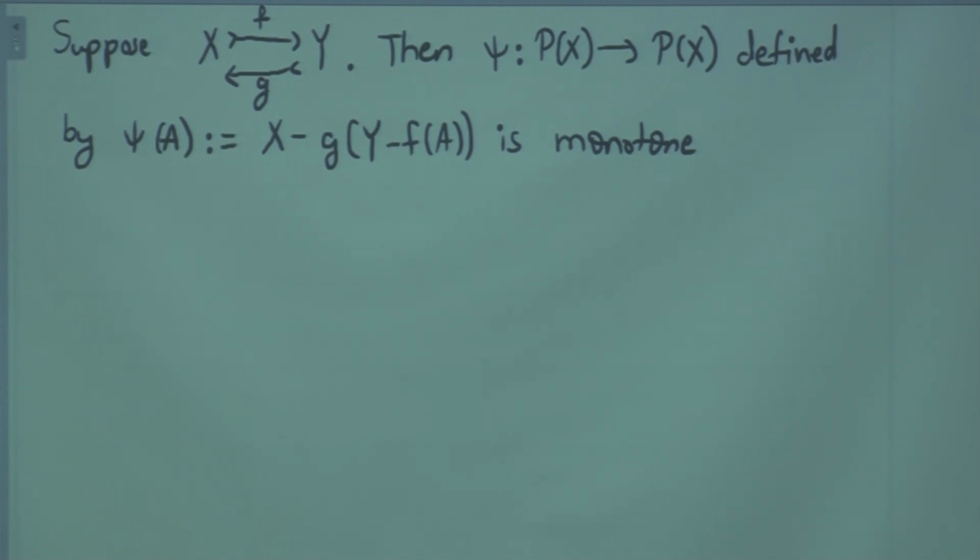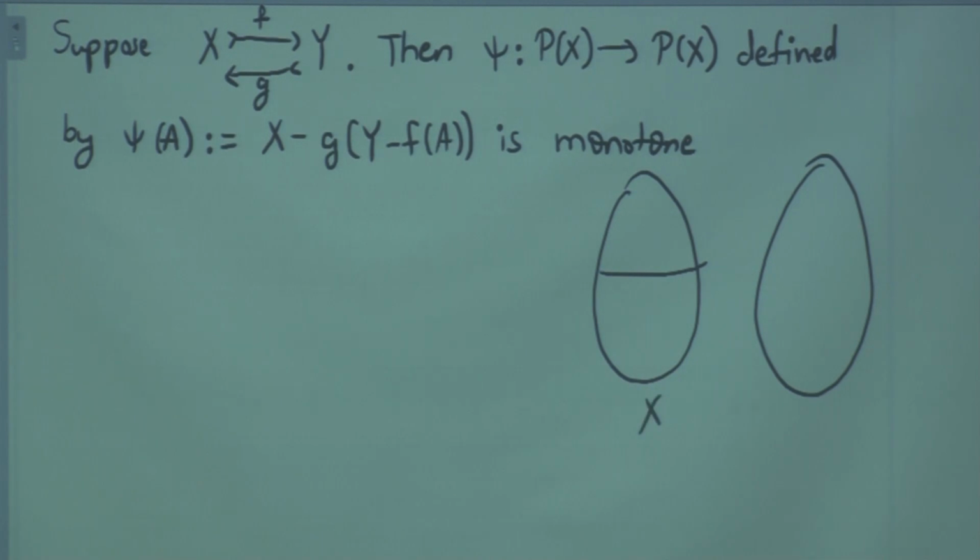Then you define this map psi by this formula: psi of A is equal to X minus g of (Y minus f of A). You understand this definition? f of A is the image of this, then Y minus f of A. So let us draw some pictures here. Suppose this is my X, this is my Y, then this is my A. So what we are doing, we are mapping A to f of A. Yeah, A maps to f of A, then you consider this region Y minus f of A, and then you take its image.